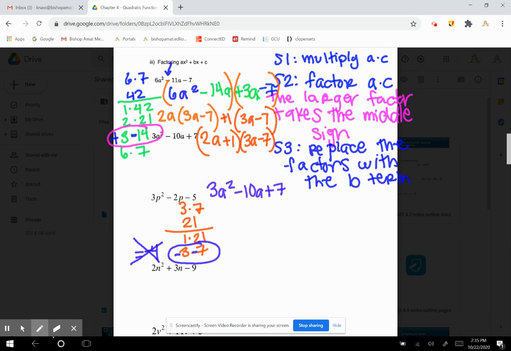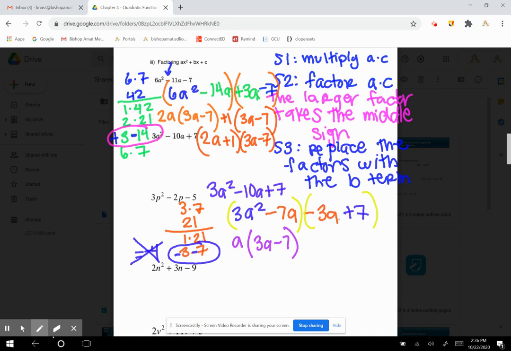Step 3, we're replacing our new factors. 3a squared minus 7a minus 3a, and then you're going to do plus 7. Okay, more than 3 terms, so we group, and now you pull out something in common. So this first one, the only thing that's in common is a, so you're left with 3a minus 7.